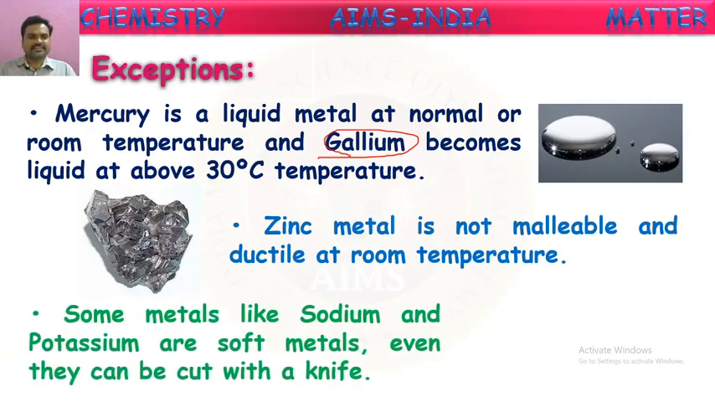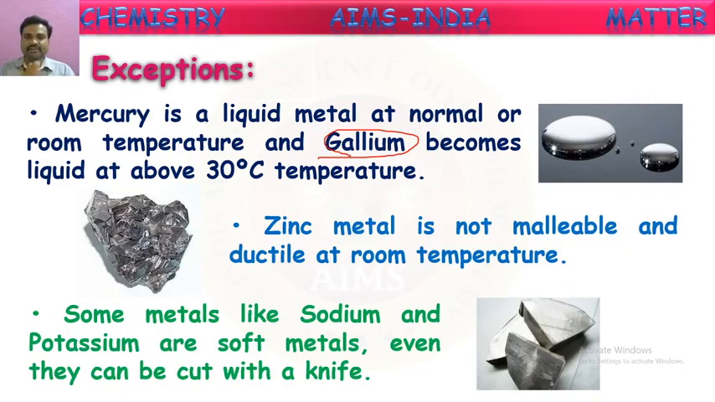Next, some metals like sodium and potassium are soft metals. They won't be hard. They'll be soft like our soap. They can even be cut with a knife. We can cut them with a knife also. That is how soft those metals are.